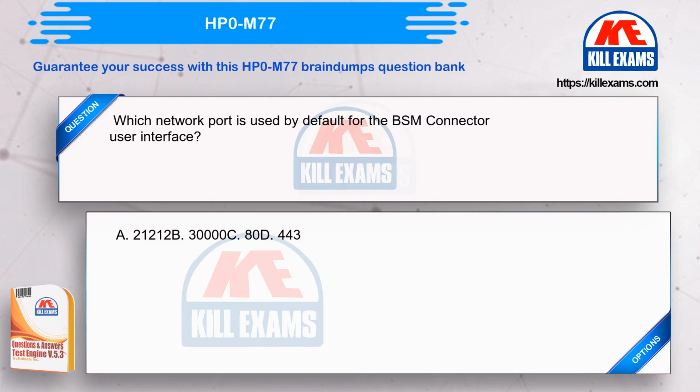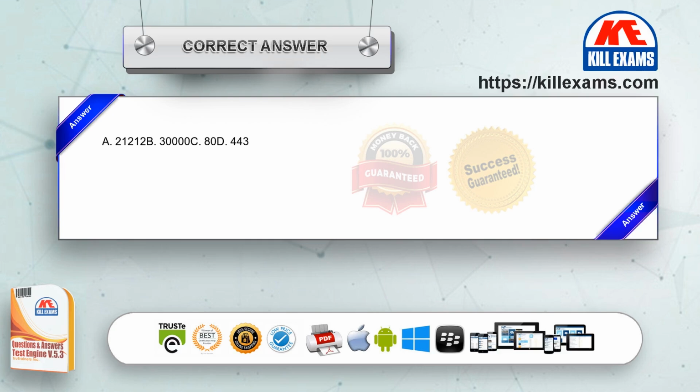Which network port is used by default for the BSM connector user interface? A. 21212. B. 30000. C. 80. D. 443. The correct answer is option B.